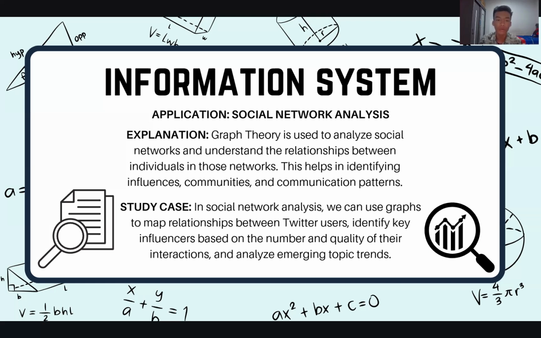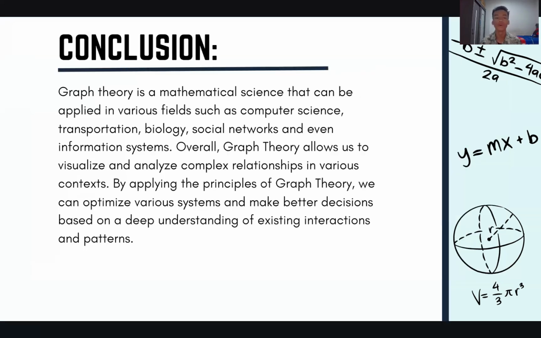Next slide, we have the conclusion. So, graph theory is a mathematical science that can be applied in various fields, such as computer science, transportation, biology, social networks, and even information systems. Overall, graph theory allows us to visualize and analyze complex relationships in various contexts. By applying the principles of graph theory, we can optimize various systems and make better decisions based on a deep understanding of existing interactions and patterns.